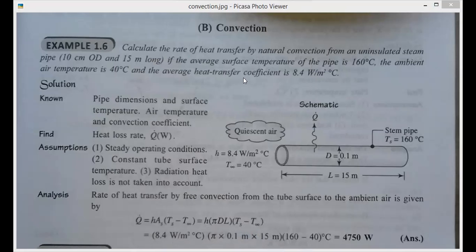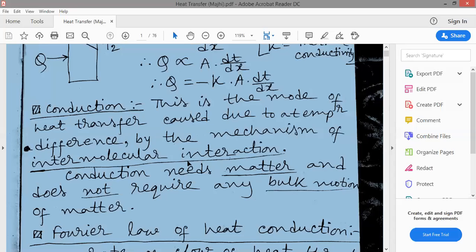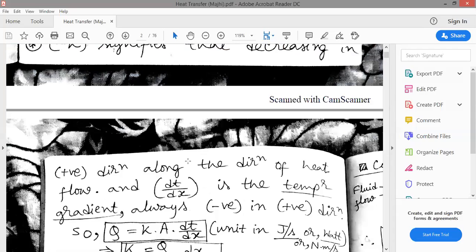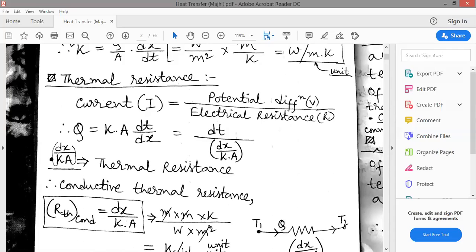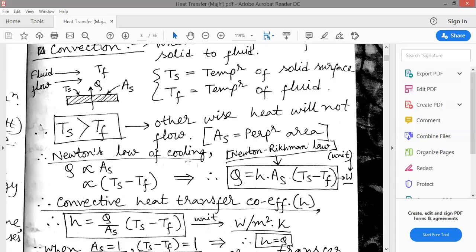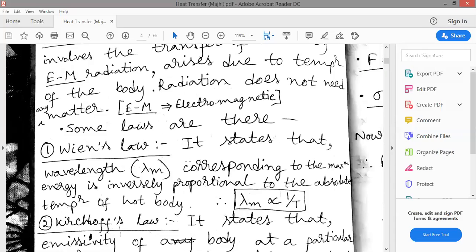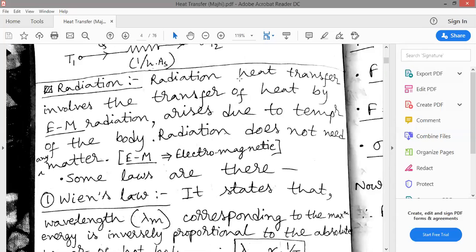Now we will go to the radiation problem. Let us go to radiation. Radiation is transfer of heat by electromagnetic radiation that arises due to the temperature of the body. Radiation does not need any matter.